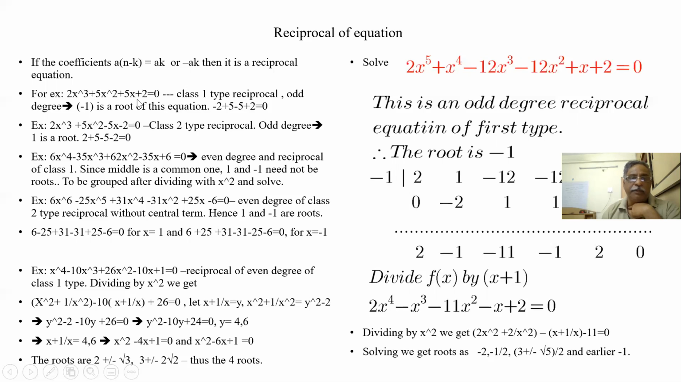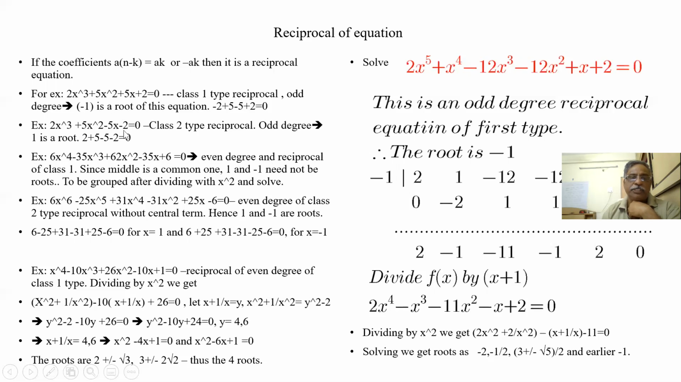Because of the symmetry, they get cancelled. These 2 terms get cancelled. These 3 terms get cancelled like that. If it is an odd degree, they get equally cancelled out, 2 terms plus, 2 terms minus. But with an even degree, you have a central term. So plus 1 and minus 1 need not be a factor for this reciprocal.